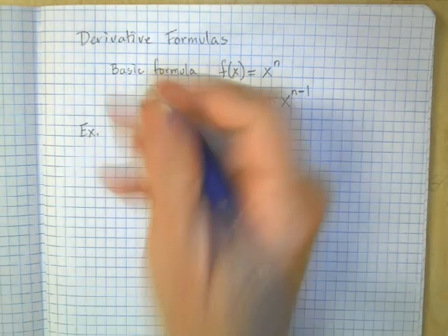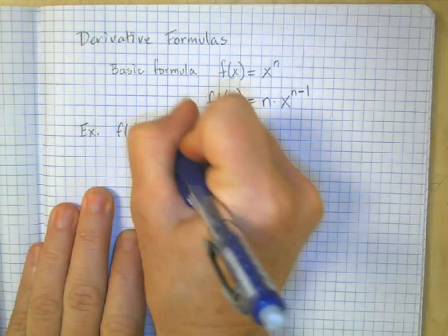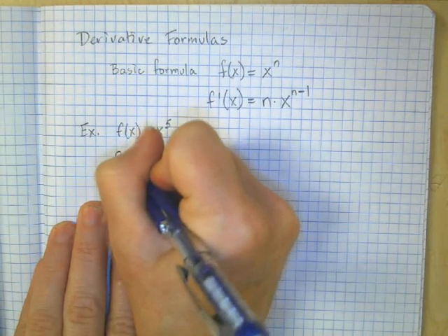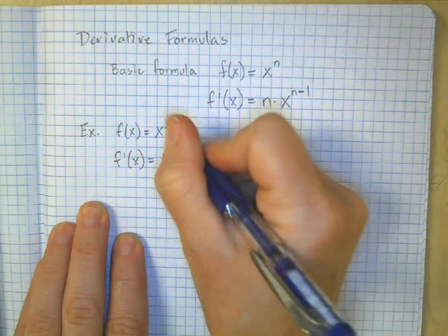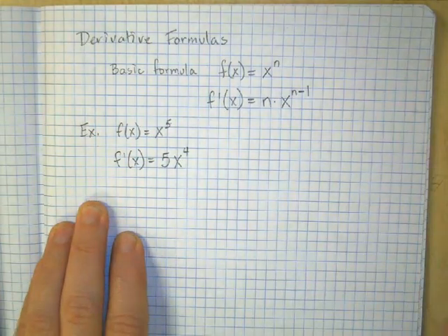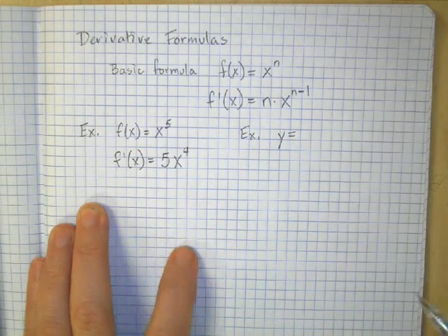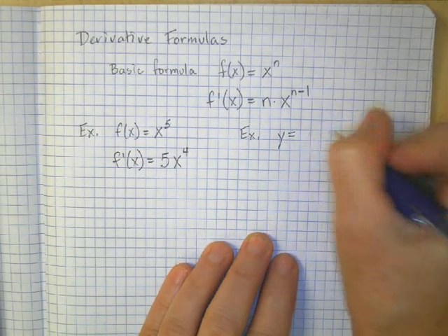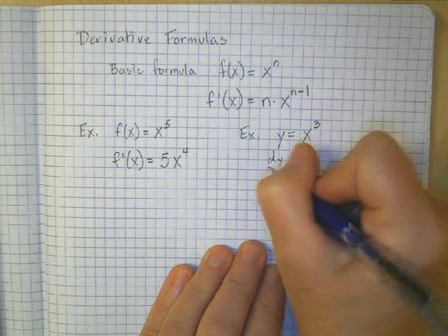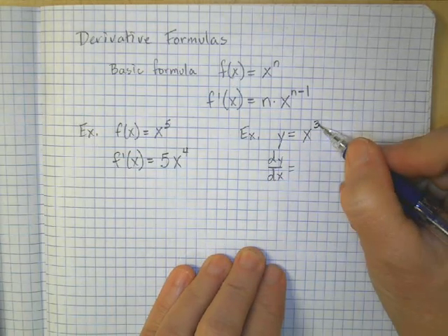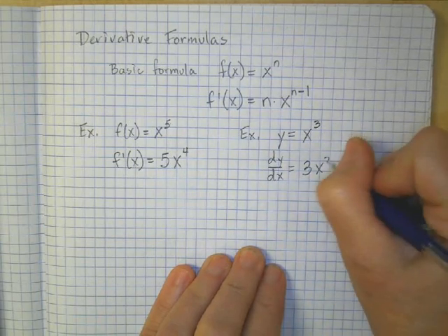If I have f of x is equal to x to the 5th, then f prime of x is going to be equal to 5 comes down in front, and I subtract 1 from the exponent, and voila, that's it. Okay, another example. If I write y equals x to the 3rd, then this is going to be dy dx. And I take my exponent, multiply it in front, take my x, subtract 1 from my exponent, x squared.